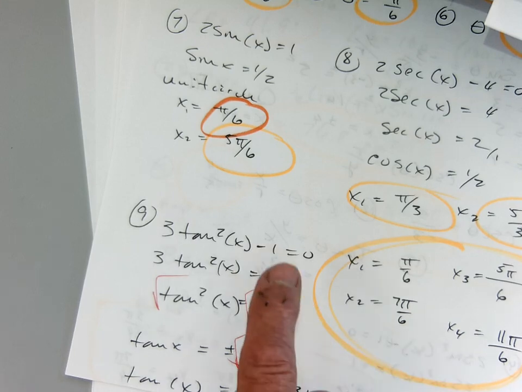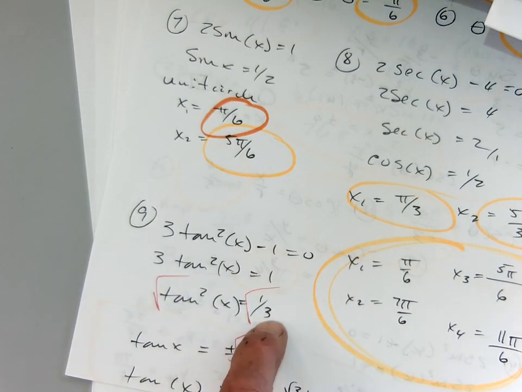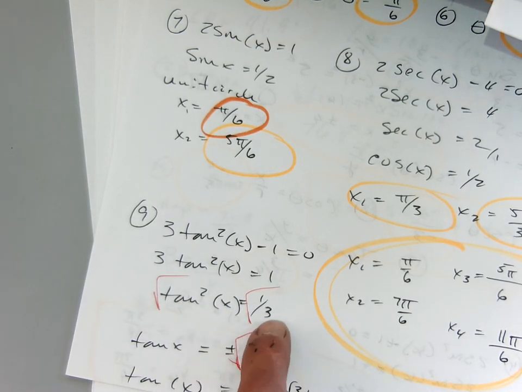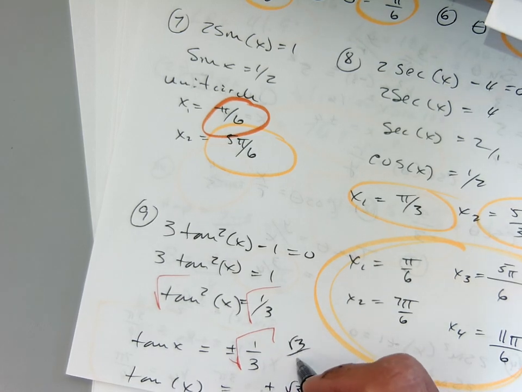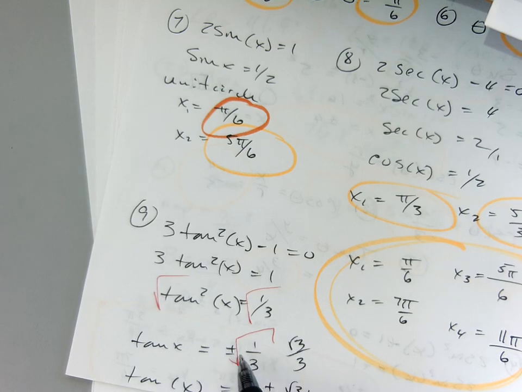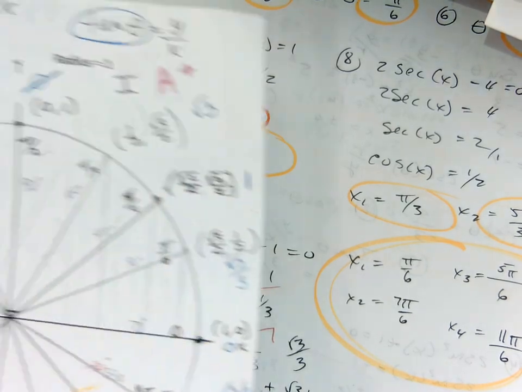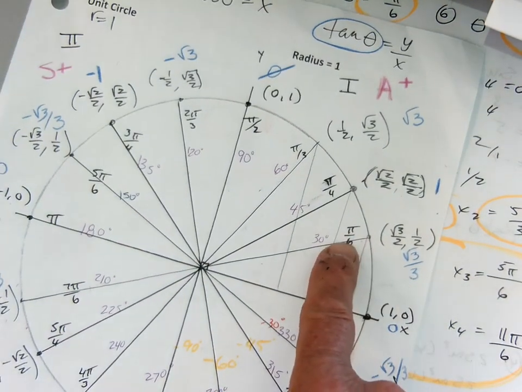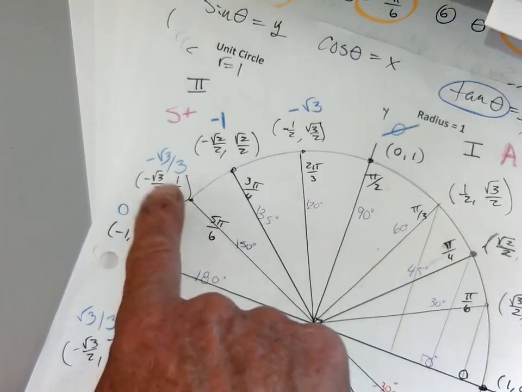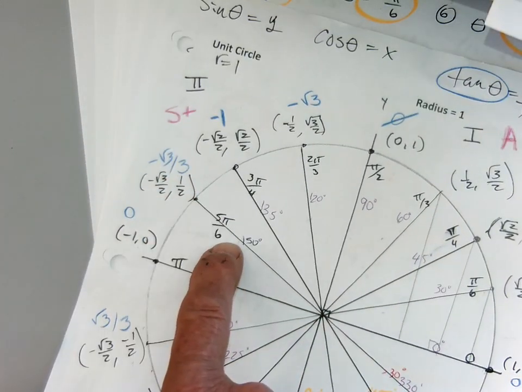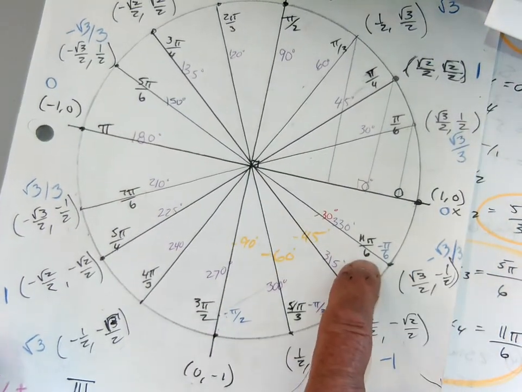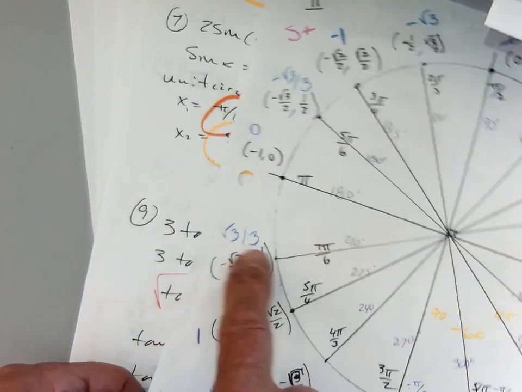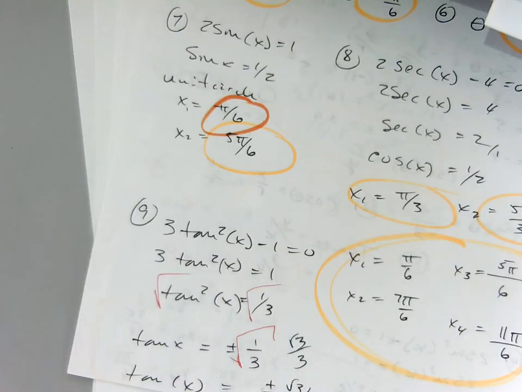9, I added 1, I divided by 3. Then I square root it. Now, the square root of 1/3 can be rationalized into the square root of 3 over 3, okay? Plus or minus, right? So that's all over the unit circle. Here, pi 6. Here's the negative one at 5 pi 6. Here at 11 pi 6. And here's the other one at 7 pi 6. Okay, all on the unit circle.